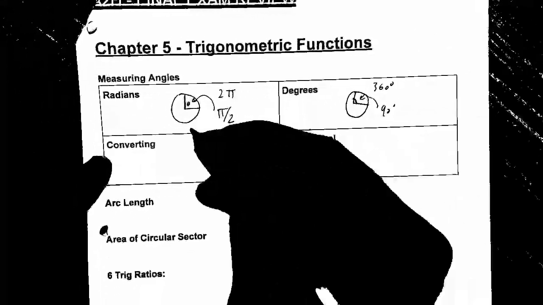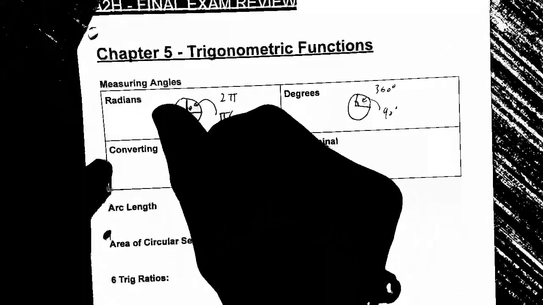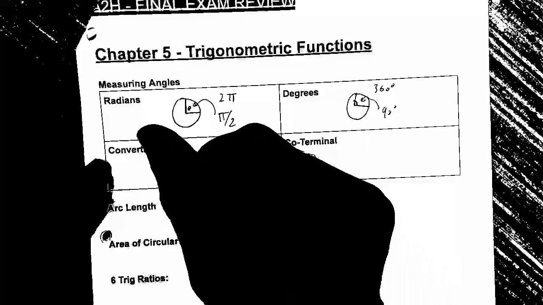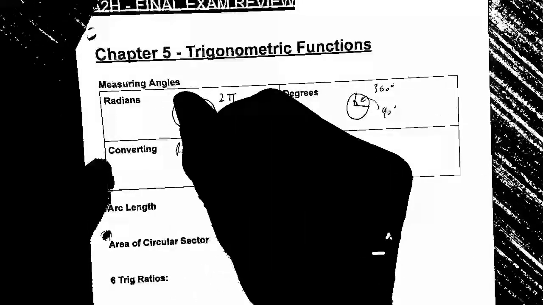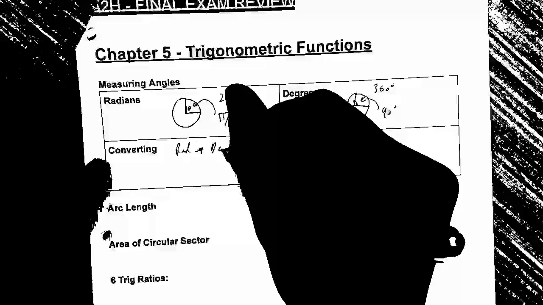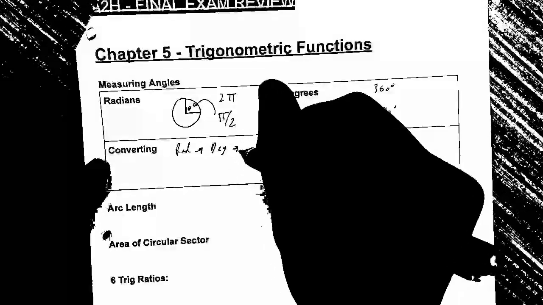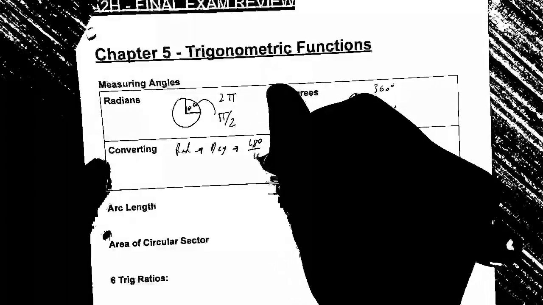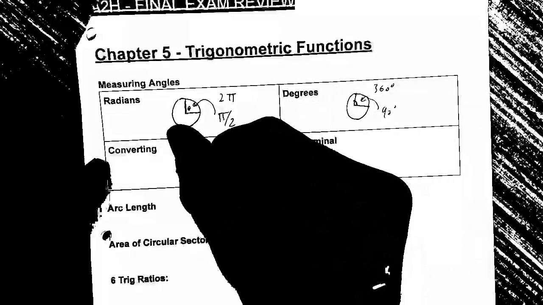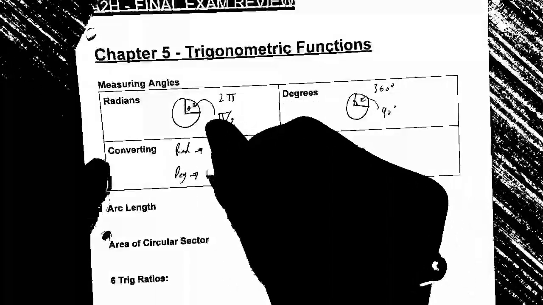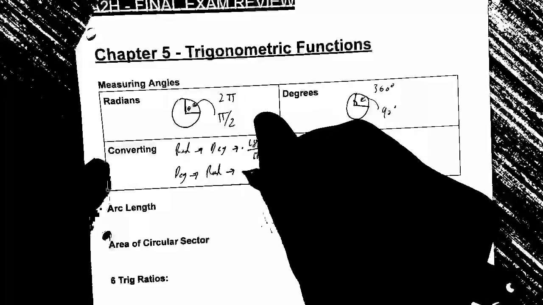Okay, to convert from radians to degrees, what do we do? If I'm going from radians to degrees, I multiply by what value? 180 over pi. To go from degrees to radians, you multiply by pi over 180.